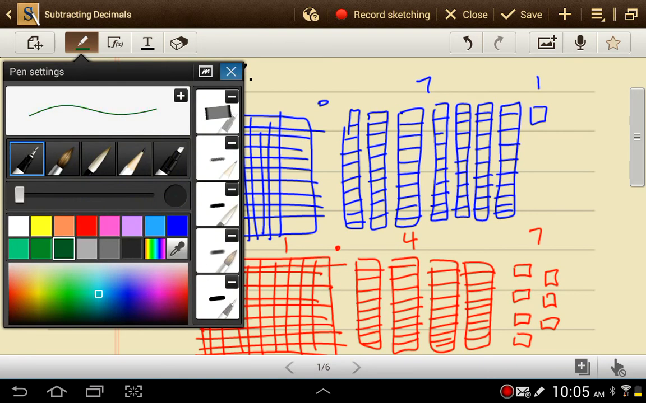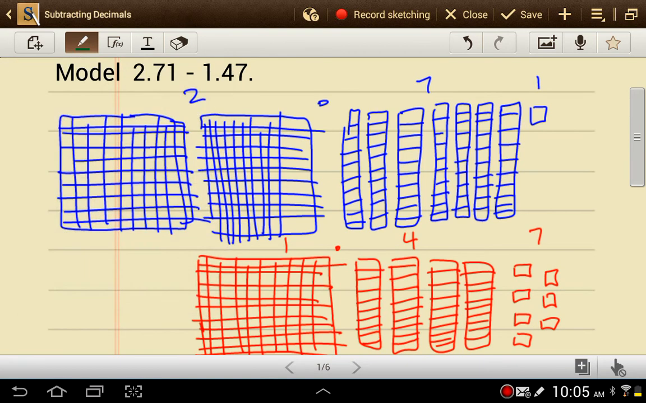Now what I have here is, when I subtract my 7 from my 1, I can't do it because I only have 1 here and I have 7 there. So what I need to do is borrow. I'm going to get rid of the 7 and make that a 6. So I'm going to get rid of a strip here, and I'm going to add 10 individual ones.